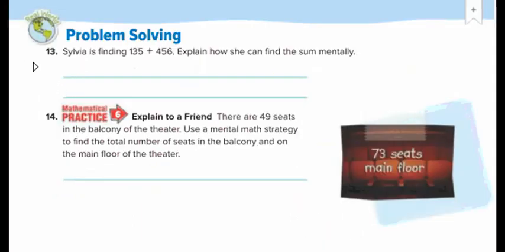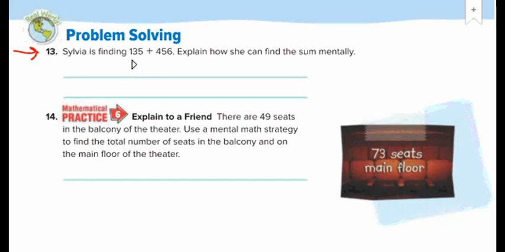Let's solve word problems. Number 13. Sylvia is finding 135 plus 456. Explain how she can find the sum mentally. Okay, she has two ways. She can break apart, and also she can make a 10. I prefer the second way. She can make a 10. How?